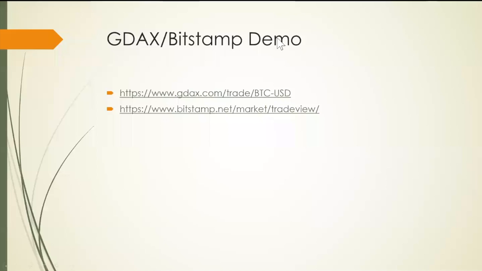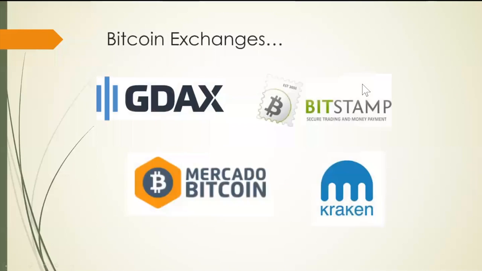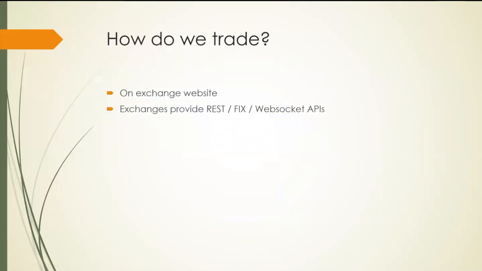So these are two of the many exchanges that buy and sell Bitcoins, right? Many of them. Okay, so how do we trade on these exchanges, right? Well, you can just go online on the website and trade yourself as a human, right? But they also provide REST APIs, WebSocket APIs, and FIX APIs. FIX is a protocol used in the financial industry. Okay, so they do provide this.